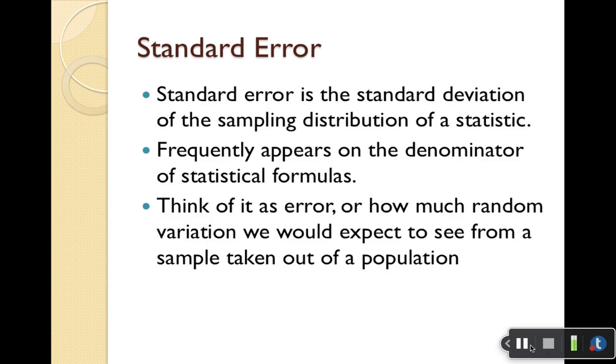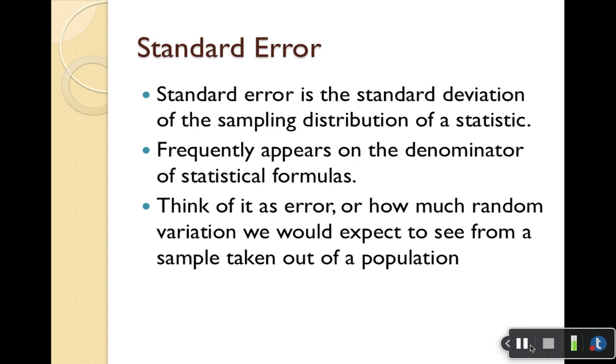So we'll start with a simple definition. Standard error is the standard deviation of the sampling distribution of a statistic. This definition is a little bit confusing because standard error is actually used in a lot of different statistics, and it changes ever so slightly depending on what kind of test you're running. When we get into actually running statistical tests and we're looking at the statistics formulas, you'll see that frequently the denominator of those is this idea of error, standard error on the bottom. So we can think of this as how much random variation we would expect to see from a sample that's taken out of a population.